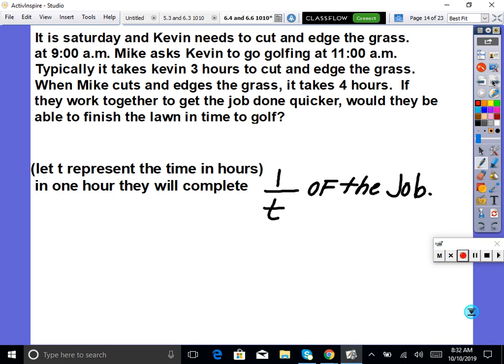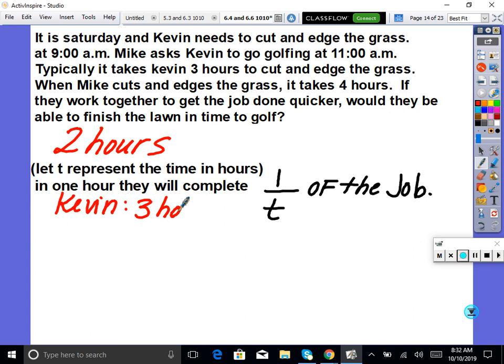Okay, let's read this. It says, it is Saturday and Kevin needs to cut and edge the grass. At 9 a.m., Mike asked Kevin to go golfing at 11 a.m. So how many hours later are they going to go golfing? In 2 hours, they want to go golfing. Now it says, typically it takes Kevin 3 hours to cut the grass. So could he do it by himself and make it in time? No. Then it says it takes Mike, how long?